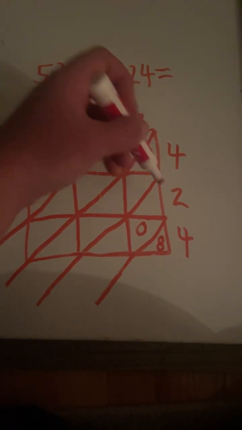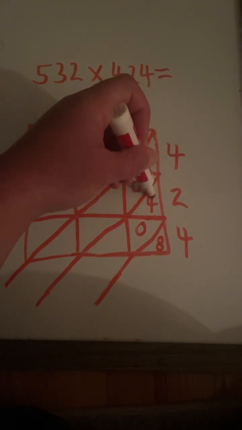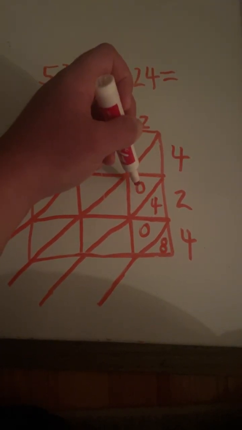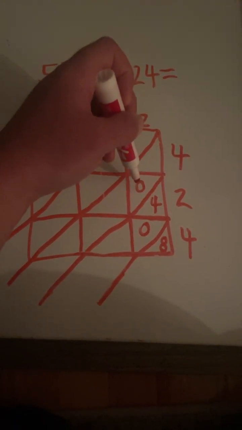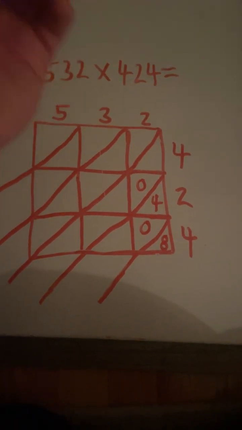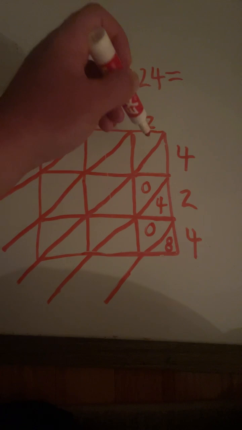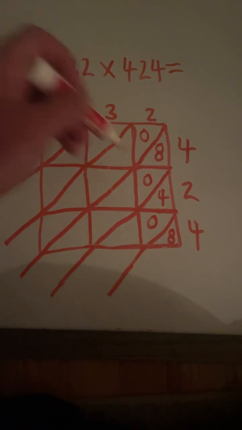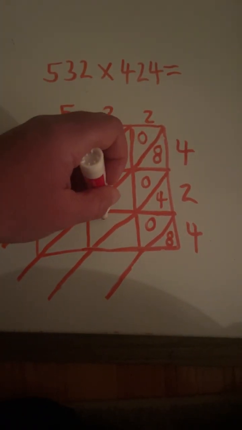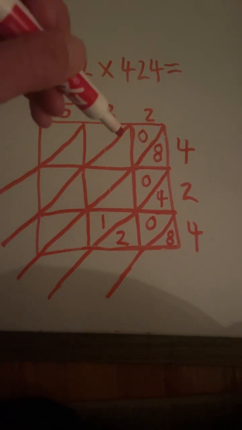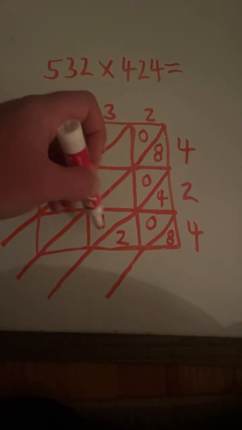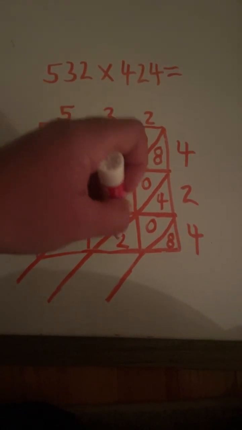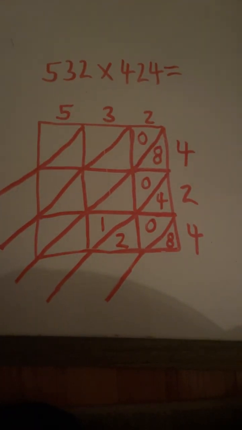2 times 2 equals 4. So we have our product 4 here. There's a 0 here because there's nothing in the tens place if our product is 4. 2 times 4 equals 8. 3 times 4 equals 12. So again, our product is 12. Within the square, we have the number 12. We have one triangle for the digit in the tens place, one triangle for the digit in the ones place.